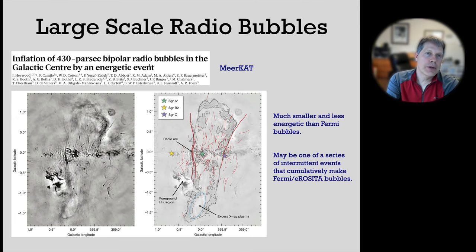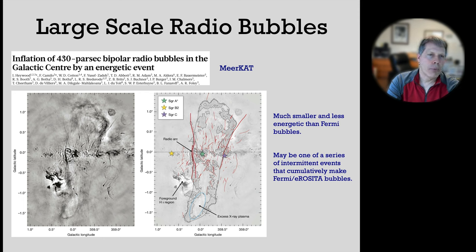I'll also mention that in the radio, people have detected large-scale radio bubbles as well. Here is a paper reporting the inflation of 430 parsec bipolar radio bubbles in the galactic center region by an energetic event. So these are much smaller. And here you can see the nice radio image gathered with the MeerKAT telescope, and you can see these large-scale radio structures here and here going above and below the plane of our galaxy. And here's a schematic labeling various structures there.